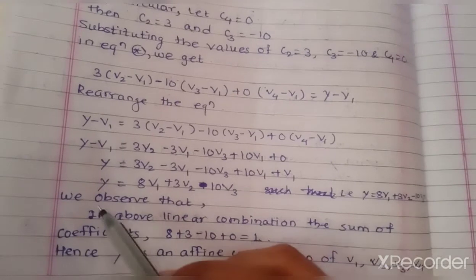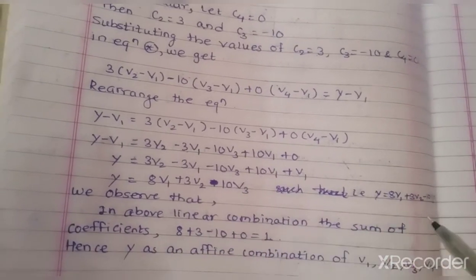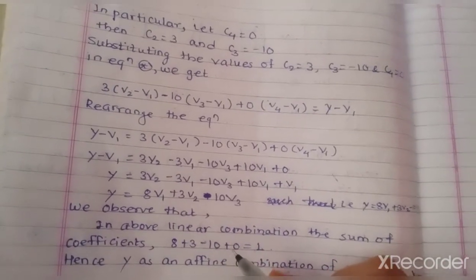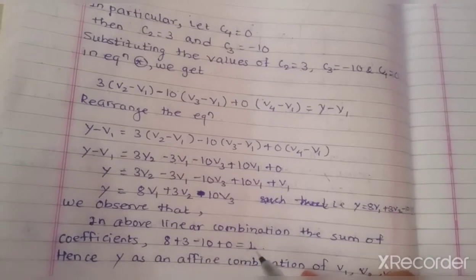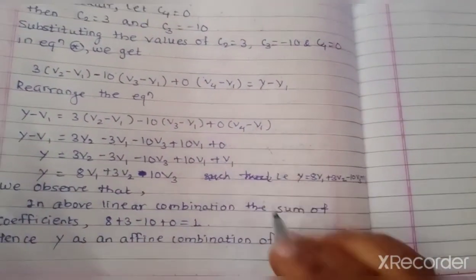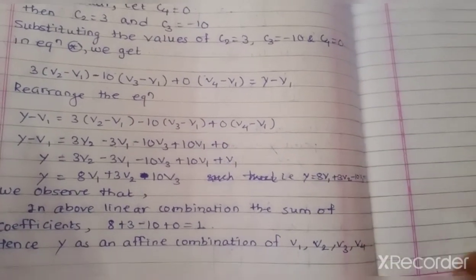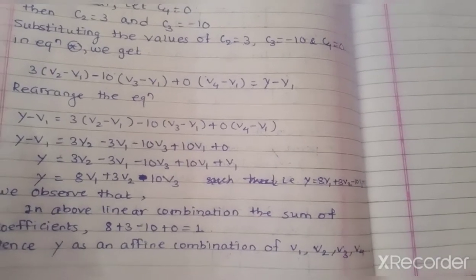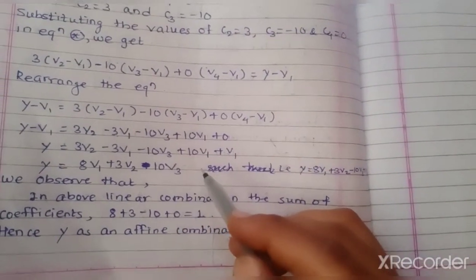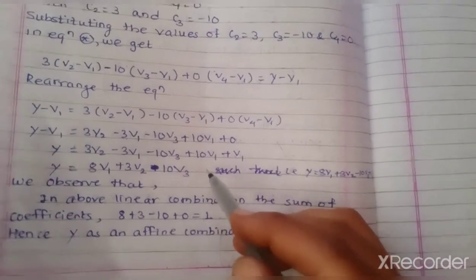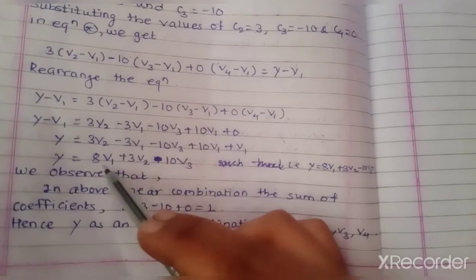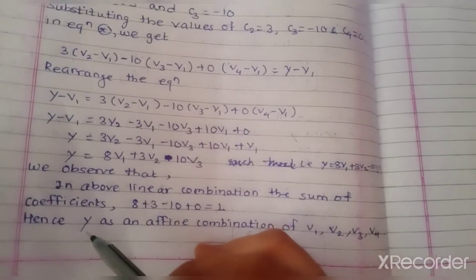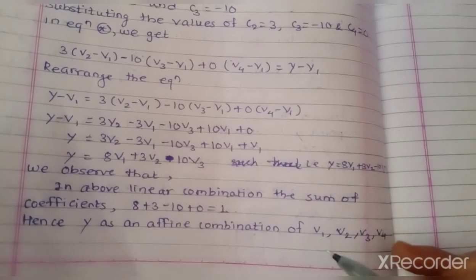into v4. We observe that in the above linear combination the coefficients are 8, 3, minus 10, 0. If we take the sum of these, it is 1, because we may check whether y is an affine combination of v1, v2, v3, v4. If v4 is absent here, what does it mean? Its coefficient becomes 0, so that coefficient is considered here as 0. So 8, 3, minus 10 and 0, their addition is 1, and hence for that reason we say y is an affine combination of v1, v2, v3 and v4.